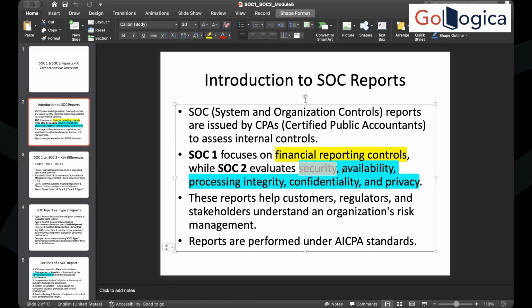Like I mentioned, if you are going for a SOC 2 report, the security criteria must be met. It cannot be that you are going for a SOC 2 report and the security criteria is not there. You need to have security, and from the remaining four, you can pick as many as you want. Does that make sense? The remaining four are optional.